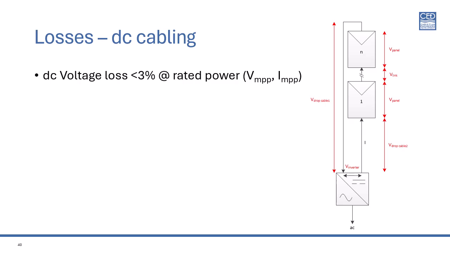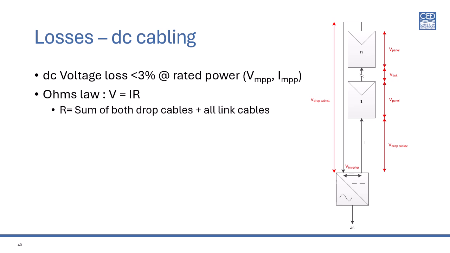First, we'll look at the losses in the DC wiring from the panels themselves. The IET recommendation is less than 3% voltage drop within the DC cabling. This is measured at the maximum power point for the voltage and current of the PV array. We learnt earlier that Ohm's law specifies the voltage drop as current multiplied by resistance, and in this case the resistance will be the sum of the drop cables together with all the linking cables to the inverters.